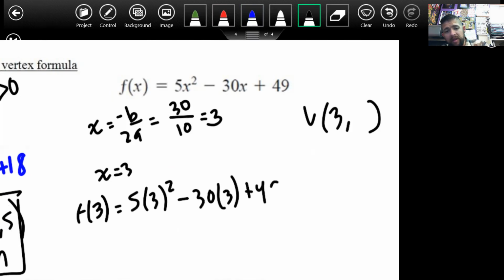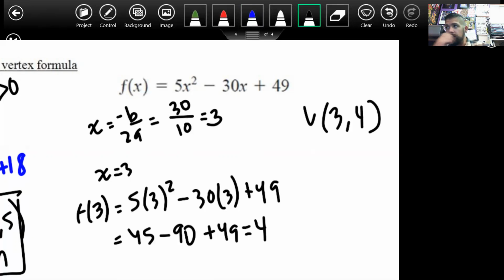And mind you, we have a minimum value here. 5 times 9, which is 45, minus 90 plus 49. So I'm looking at here 45 minus 90 plus 49 is going to be equal to just 4. So we have our value equal to 4, which is our function value.